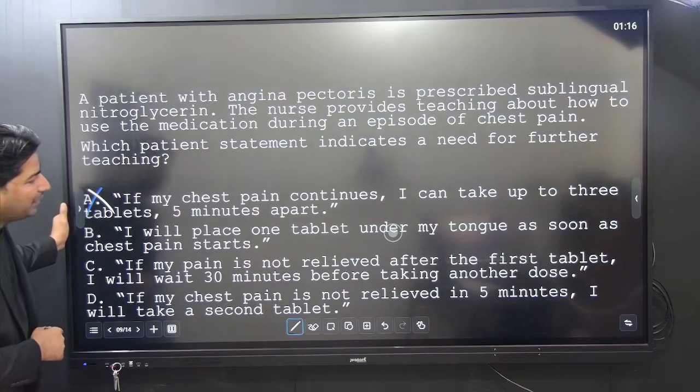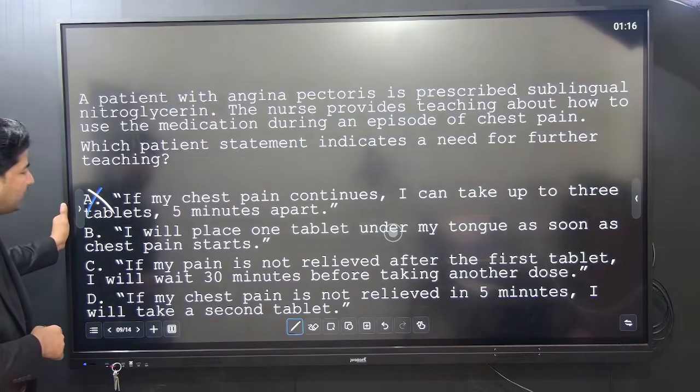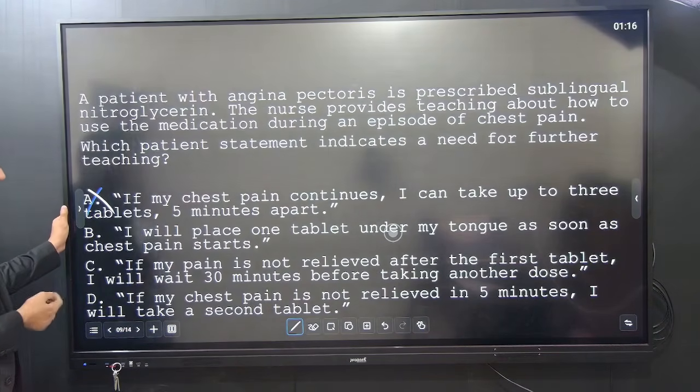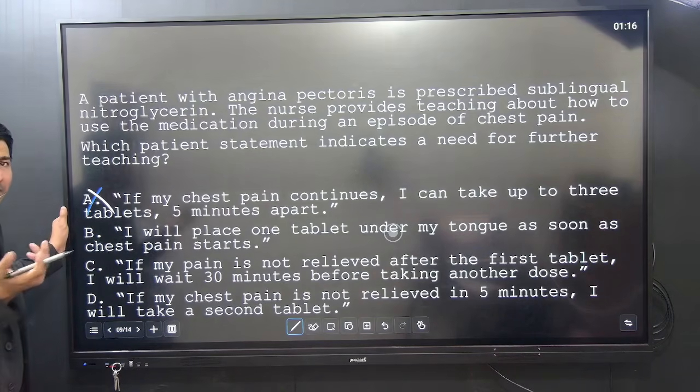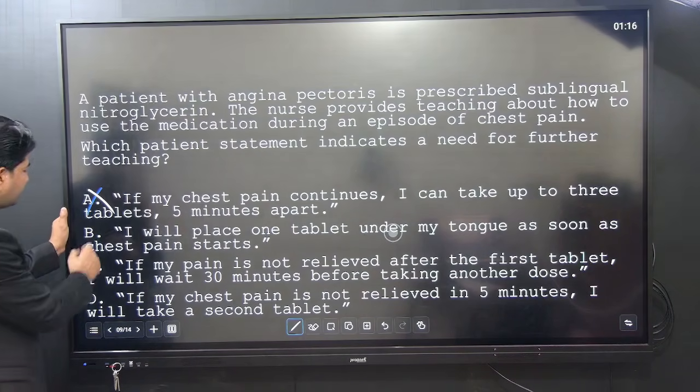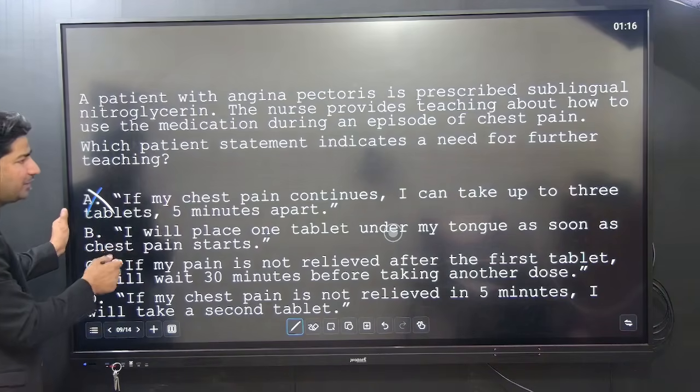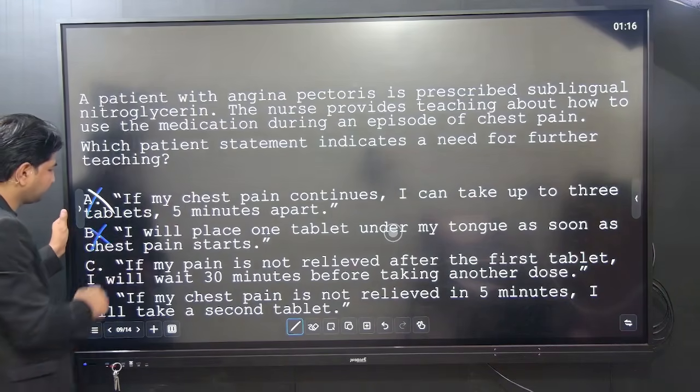I will place 1 tablet under my tongue as soon as the chest pain starts. Yes, this is also fine. This is also a correct statement, that as soon as the pain starts, he can place a tablet under his tongue. So this is also correct. However, we need to find the incorrect statement.